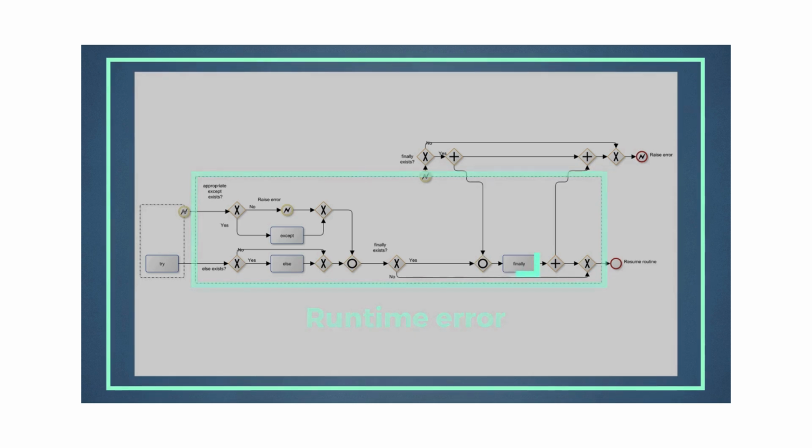Before that happens, if a finally block exists, the finally block will always execute. For instance, if there's a runtime error in the except block, that block will halt at the error. Python will then look for a finally block. If found, the finally block will execute, followed by the raising of the unhandled exception.